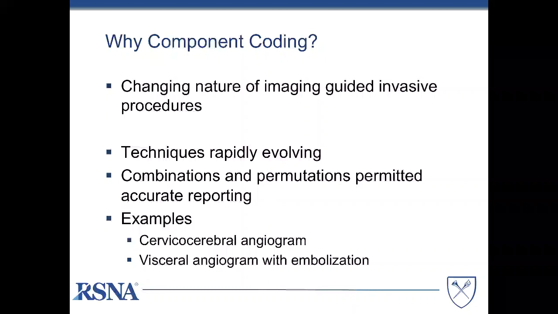We don't use those codes so much today. But we still have lots of ways of doing, for example, visceral angiograms, which are done pretty frequently, depending, say, on where a patient is bleeding. Did you need to study the SMA, an IMA, or perhaps just one vessel? And where and how did you embolize something? So component coding still has an important role today.